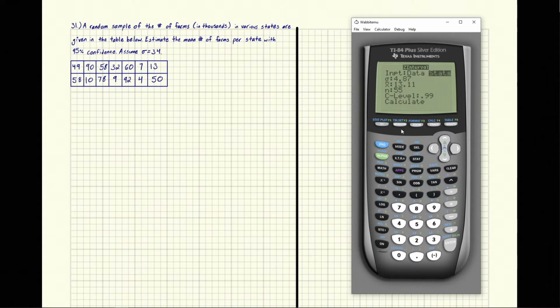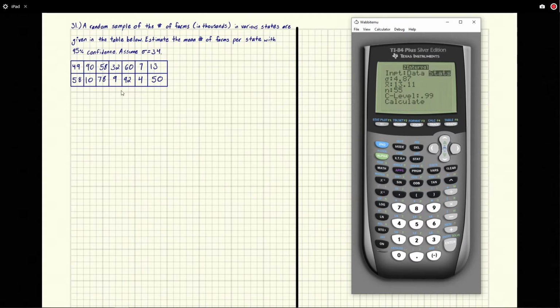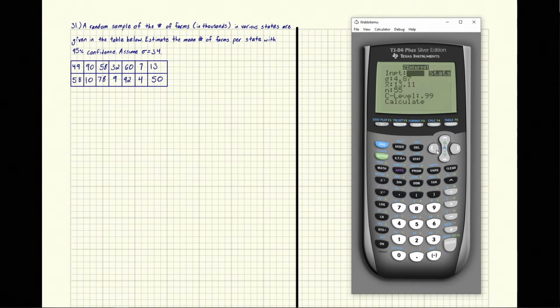So number 7. And in this case, we were given data. We were not given the statistics. So we're going to come over to data and hit enter. And then it's going to ask us for our sigma. So we have a sigma of 34. The list we put our data in, which is list 1. The frequency, you can just leave that at 1. And the confidence level is 0.95 in our case. And now we're going to hit calculate. Then it gives us the interval.